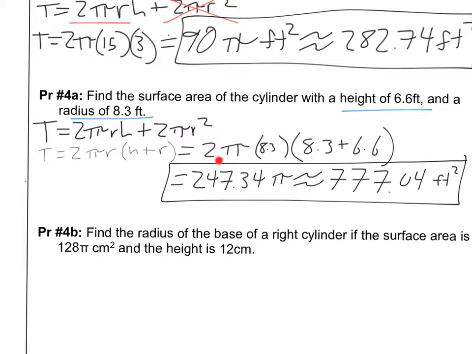Okay, so all I did is plug it in. I used the bottom one: 2 times pi times the radius times, and I put the radius first, it doesn't really matter, radius plus height. If you work all that out, everything except for the pi, you get 247.34 pi. And so even though there's a decimal here, this is still exact because we didn't round anything.